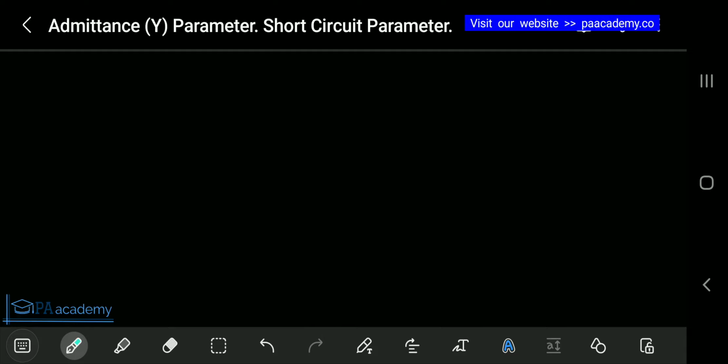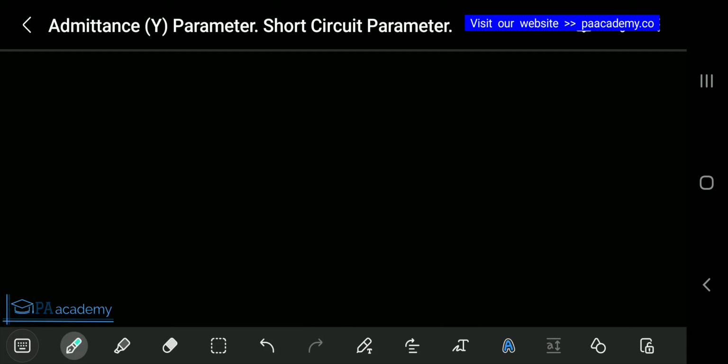So now let's look at the Y parameter. Like I said, the Y parameter is the same thing as the admittance parameter or the short circuit parameter. You need to get yourself familiar with these terms because some questions might not tell you Y parameter. They might just tell you to find the admittance parameter or find the short circuit parameter, so you don't get confused with what exactly they're asking you to do.